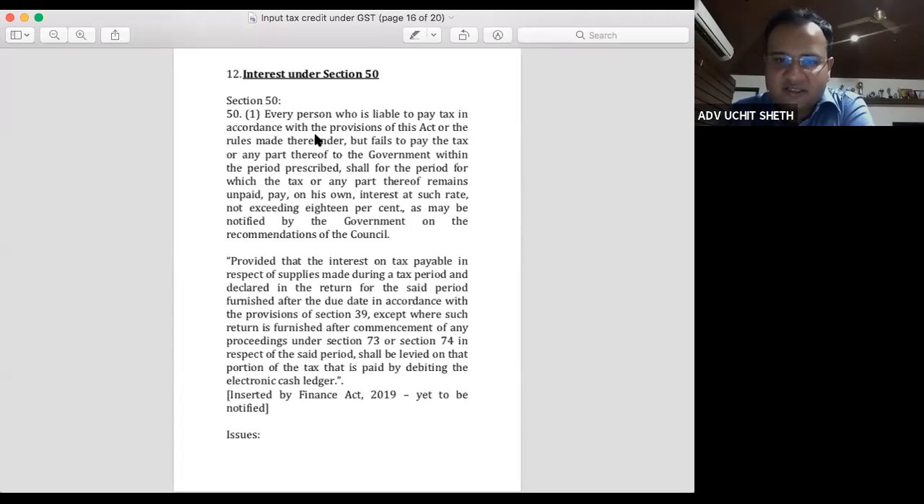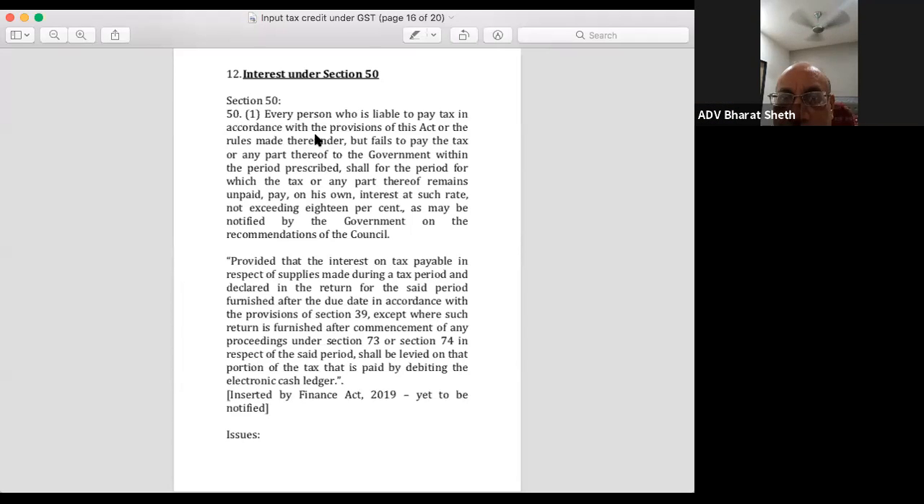And the proportion is mentioned in the rule itself. We need to apply the formula, include the turnover of exempt supply, and accordingly restrict the input tax credit.